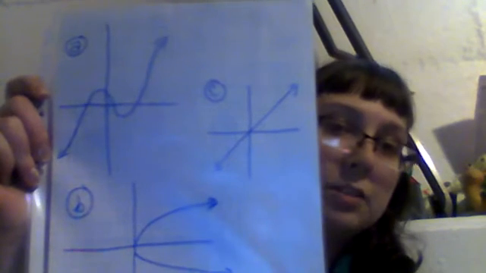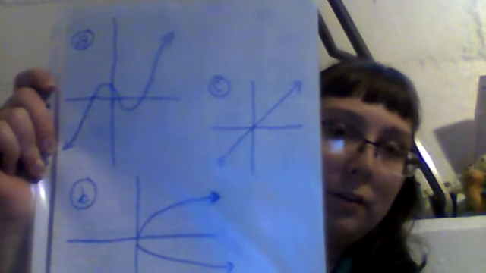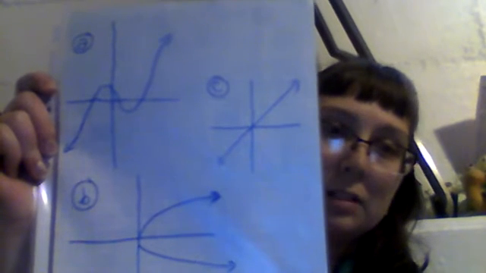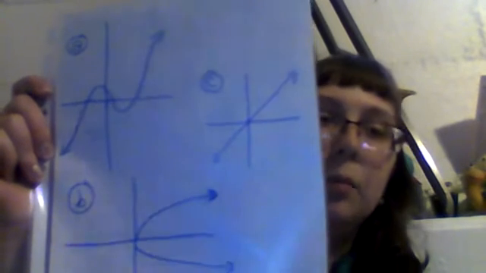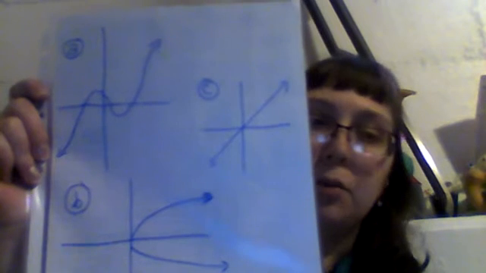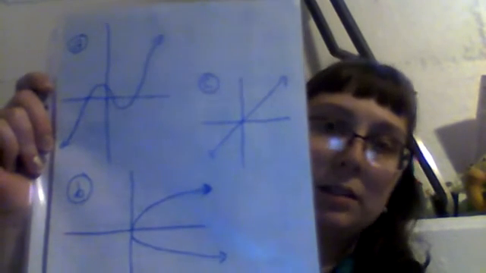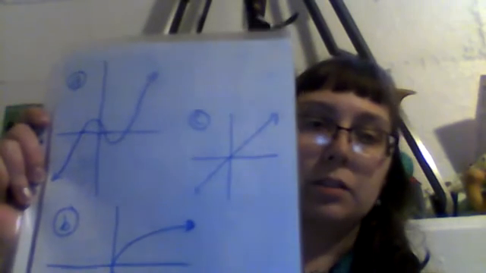A and C are functions. Nowhere can I draw a vertical line on these graphs and have it cross the graph at more than one point. B and C are one-to-one because nowhere can I draw a horizontal line that will cross the graph more than once. Based on this, C is the only graph that is a one-to-one function that is shown in this example. Look at the graphs from the link and see which of those are one-to-one. Pause the video and take your time.